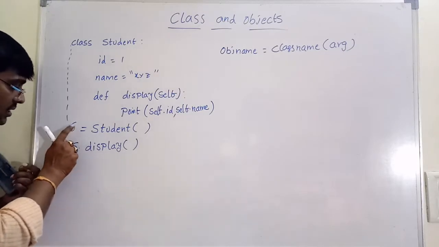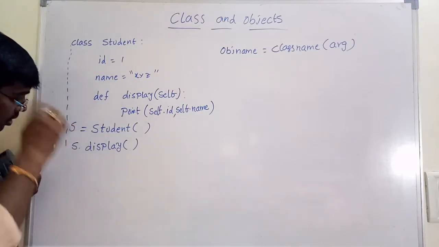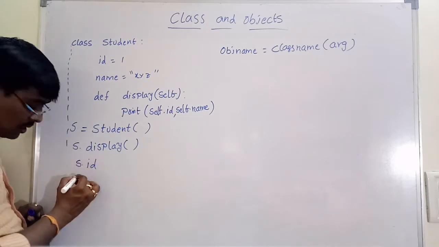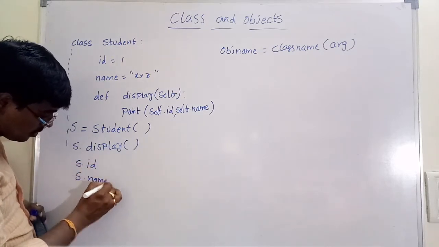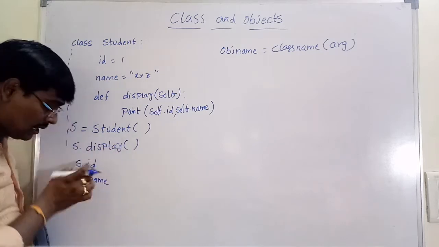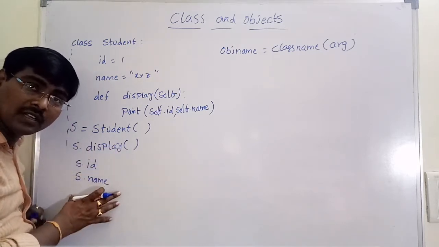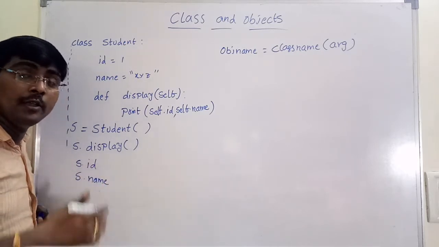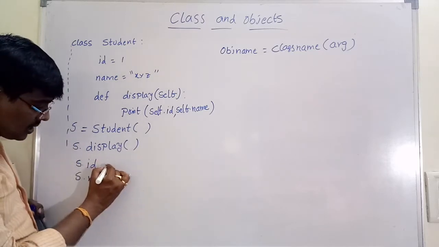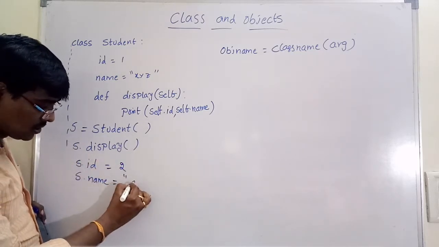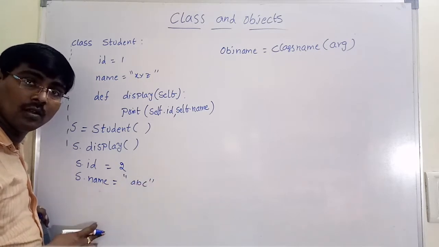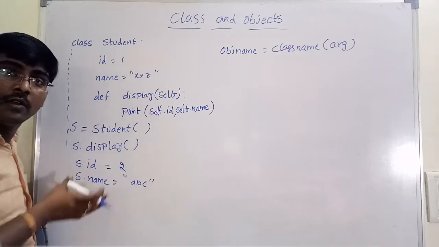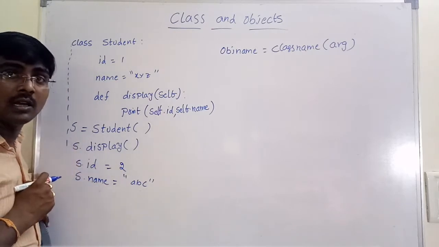Now by using this variable, you can directly access the members. Suppose S dot id, S dot name. Instead of the method, you can directly use print of S dot id, print of S dot name, and access the attributes as well. At the same time, you can modify the attributes also. Suppose S dot id is equal to 2, S dot name is equal to ABC. You can directly retrieve the attributes and modify them. Everything is possible by using the objects.